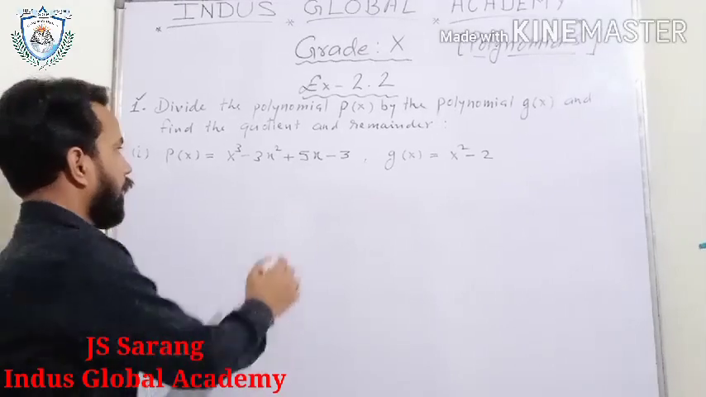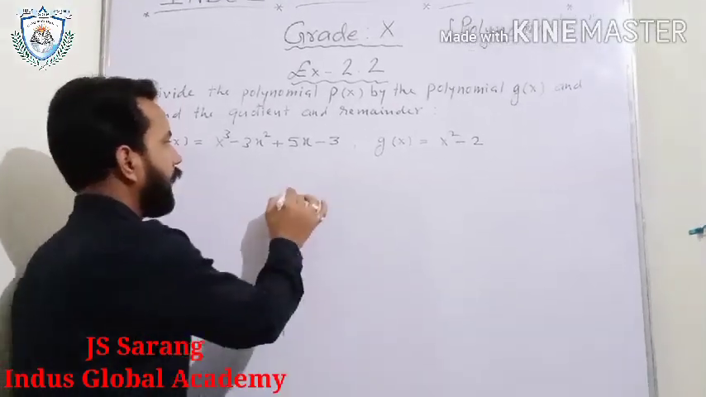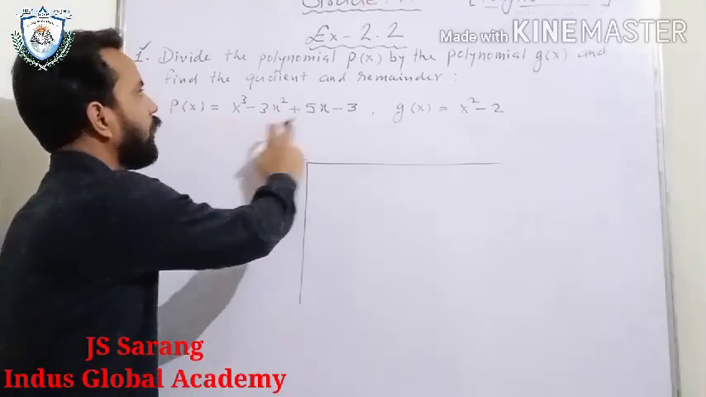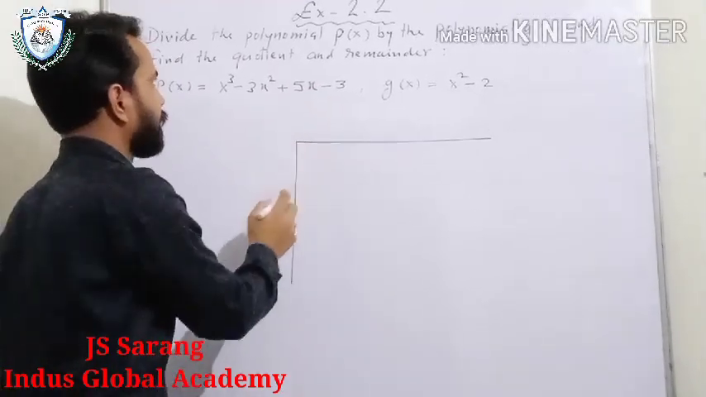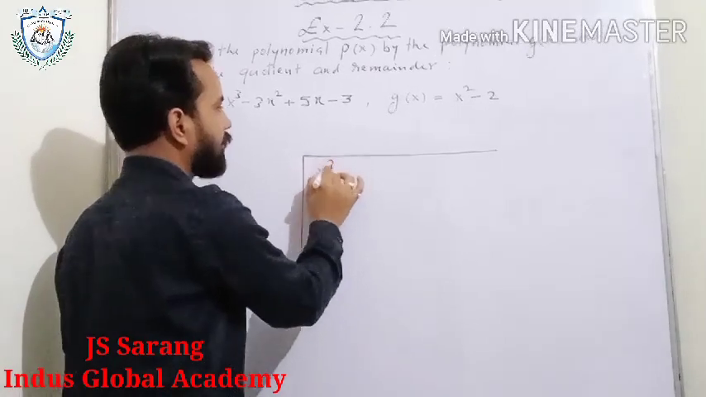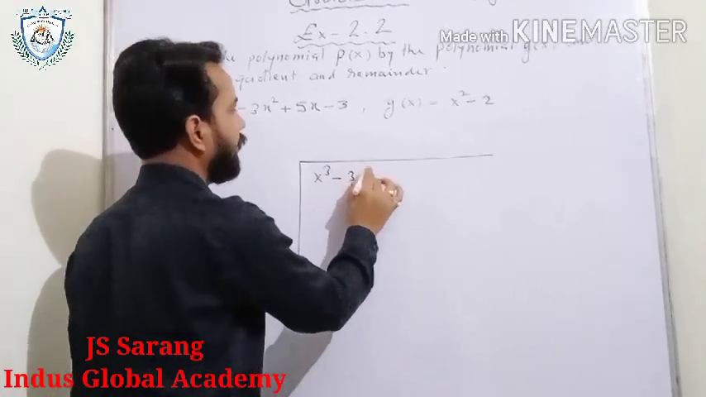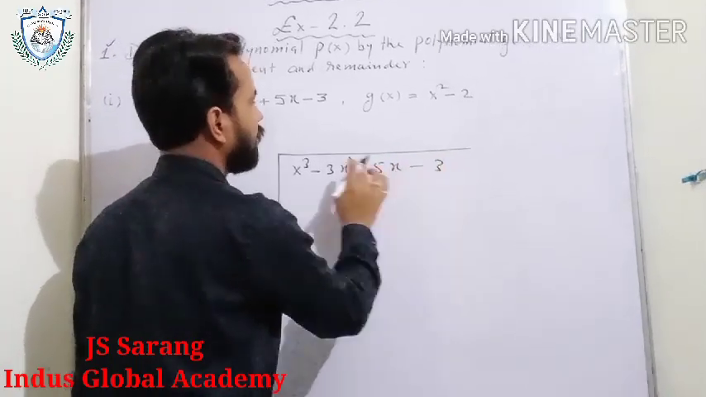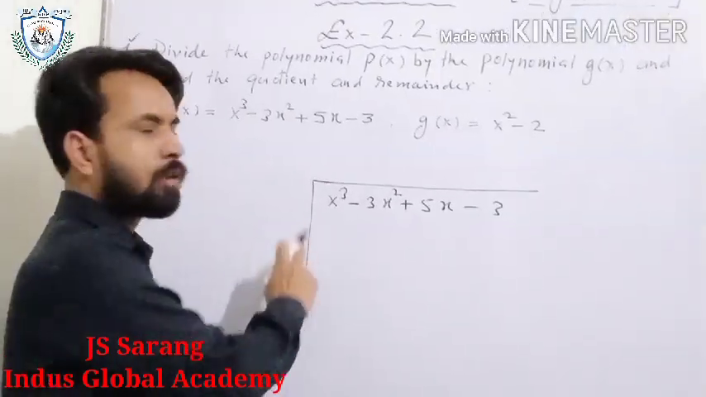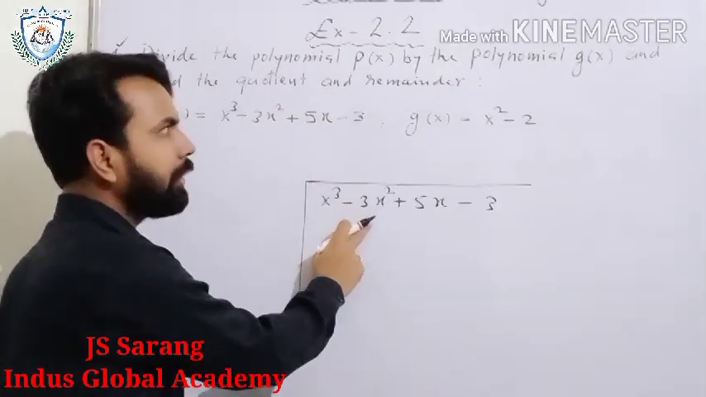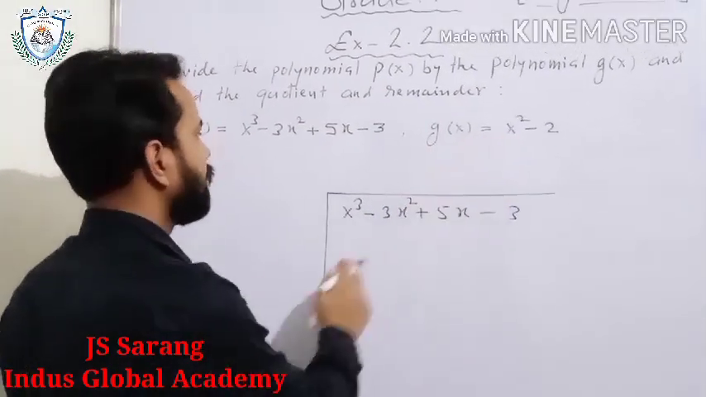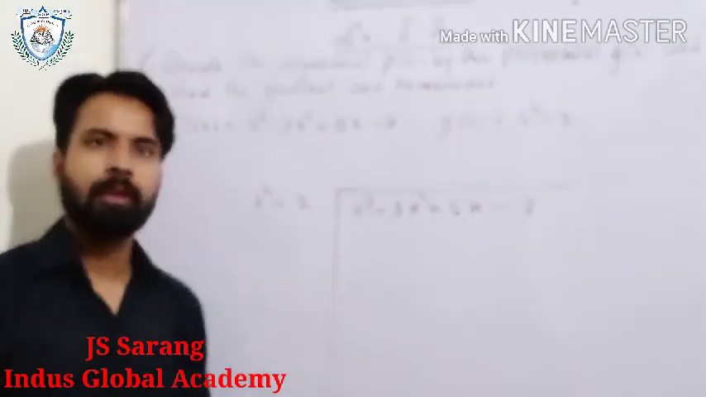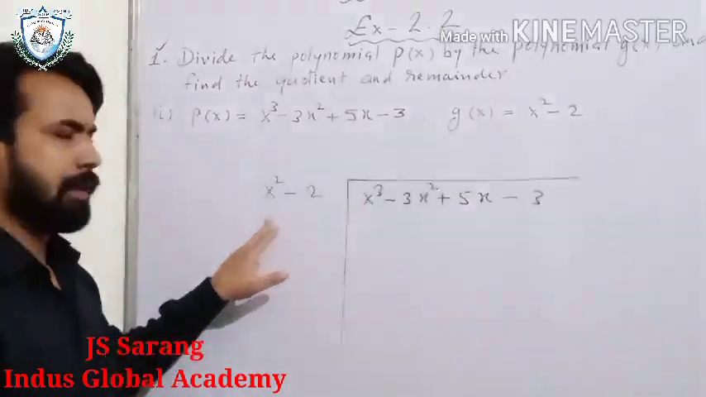So I am going to divide p(x) by g(x). So p(x), this polynomial, will be written here: x cube minus 3x square plus 5x and minus 3. So here p(x) is the dividend and g(x) is the divisor. So it will be written here: x square minus 2. Now we will divide this by this.